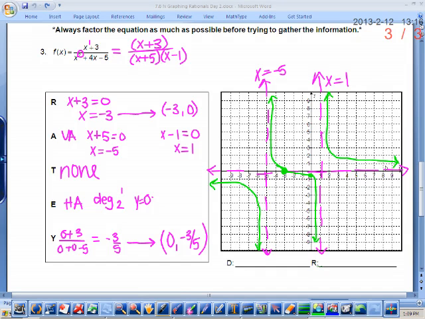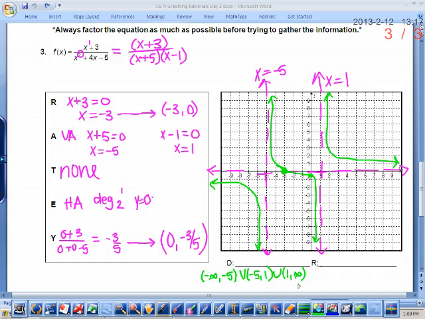Okay, let's talk about the domain. How many unions do you think we're going to have to use? 2 unions, because we're going to have to skip over -5, and we're going to have to skip over 1. So start at the very, very left. Negative infinity to what? -5. Union -5 to 1. Union 1 to infinity.